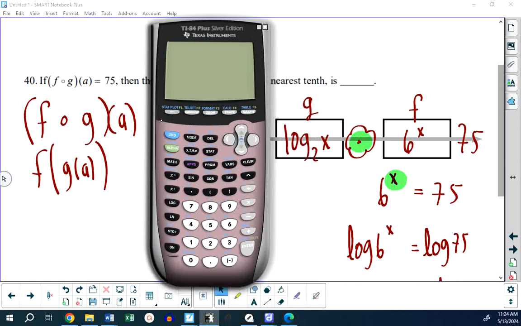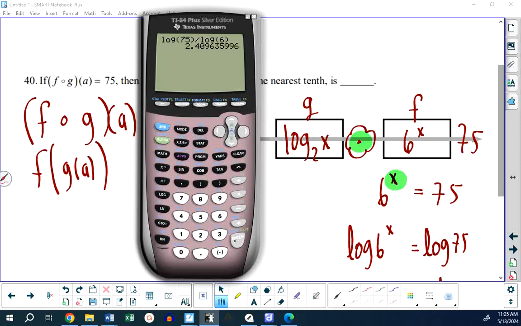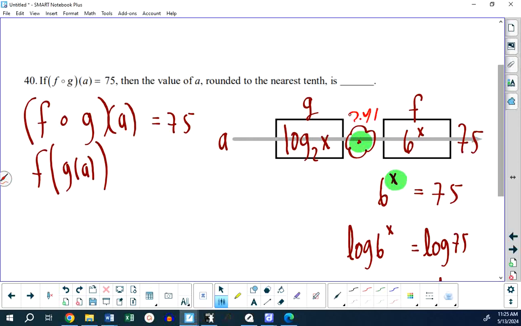So what does that equal to? Log of 75, close the brackets, divided by log of 6, gives me about 2.41. Okay, and I have that. I can grab that anytime I want. But this number is 2.41. And that number is what comes out of log base 2 of x, which means that log base 2 of x is equal to that number.